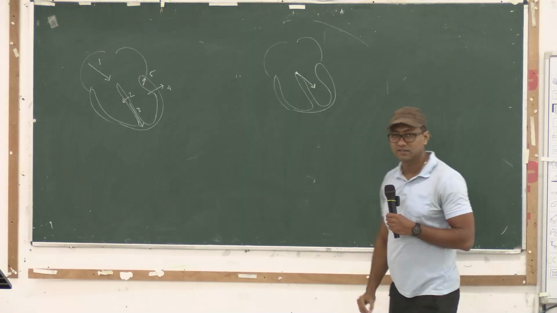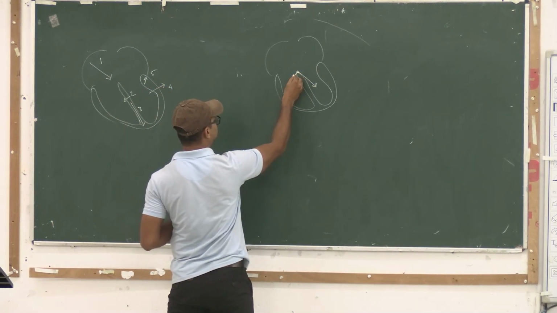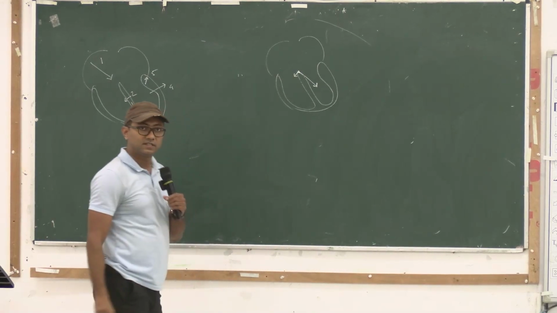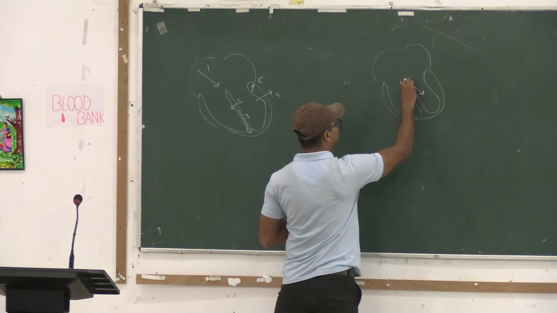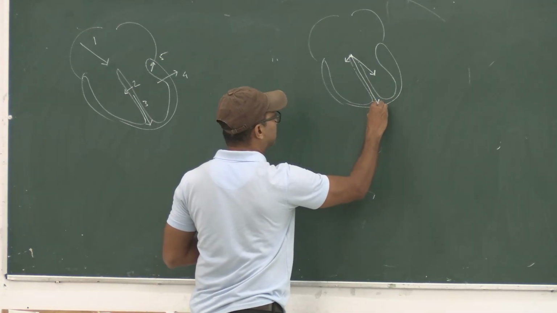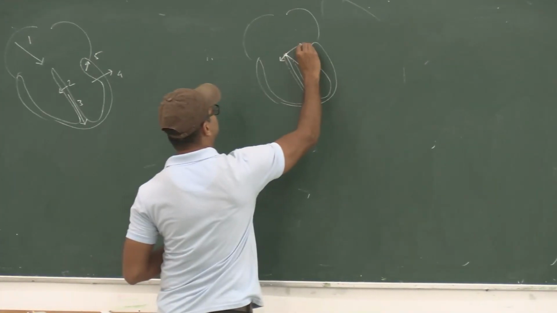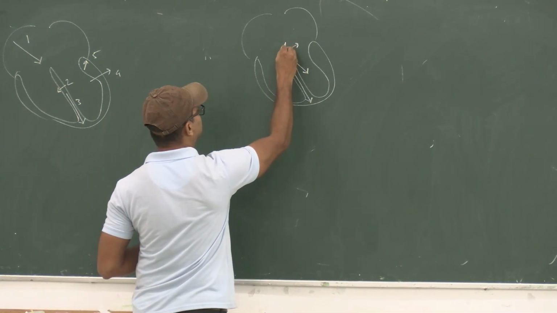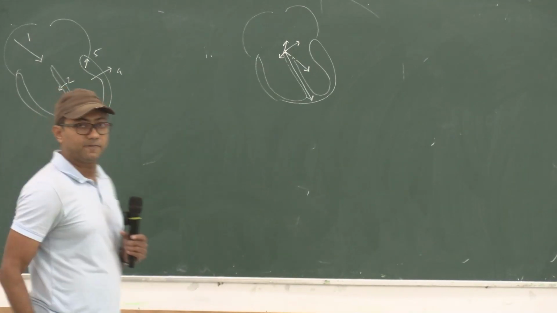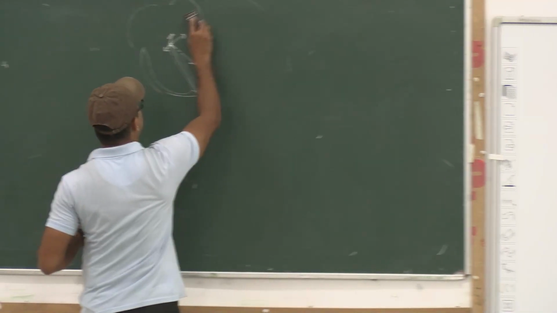The second vector is this, but I will start from this point, so it is this, right? Now the third vector is this, but I will start from this point, so it is this. The fourth vector is this, but starting from this point, it is this. And the fifth vector, starting from this point, is this. Now I will remove the picture of the heart.